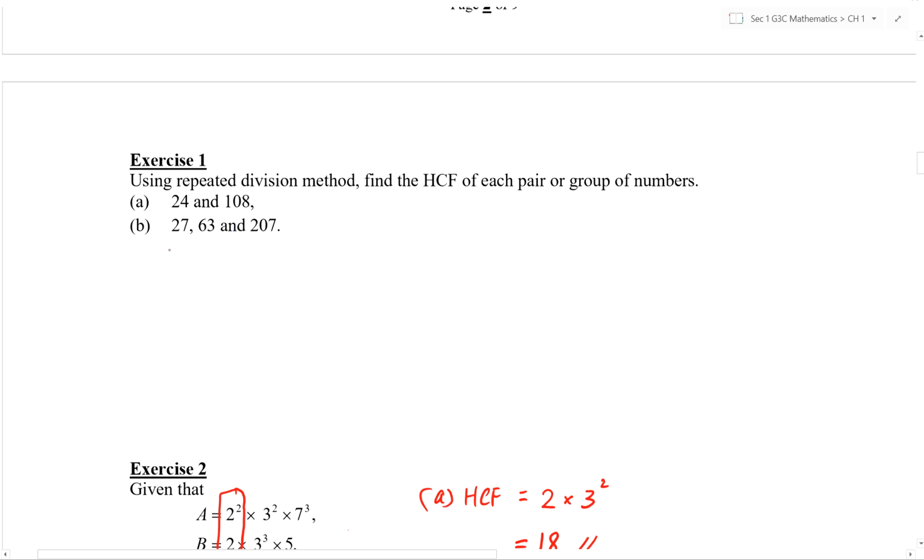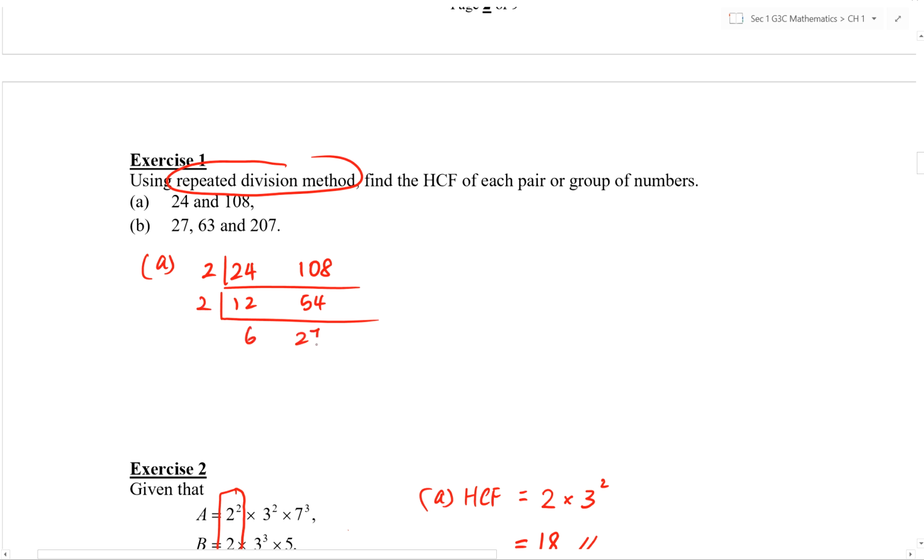So here we have exercise 1A. Using repeated division, find the HCF. So I'll show you part A. 24 and 108. I'm sure you know how to do it using index notation, but this is the other method, okay? We start with the lowest prime factor again. What is it? 2. So we're left with 12 and 54. Divide by 2 again, 6 and 27. What should I divide by this time? 3. We're left with 2 over here and 9.